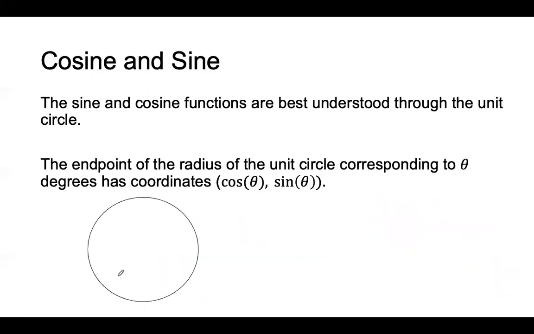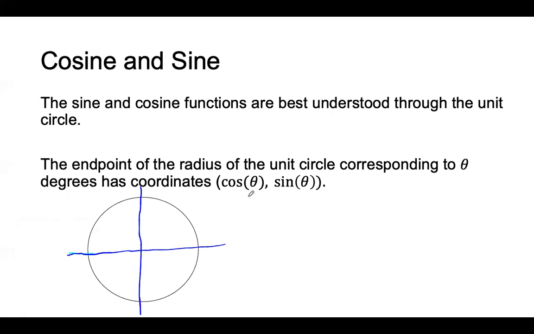Now let's talk about cosines and sines. They're best understood through this unit circle. Different textbooks use different approaches, and we're just going to follow what our textbook does. The endpoints of the radius of the unit circle corresponding to theta degrees have these coordinates.